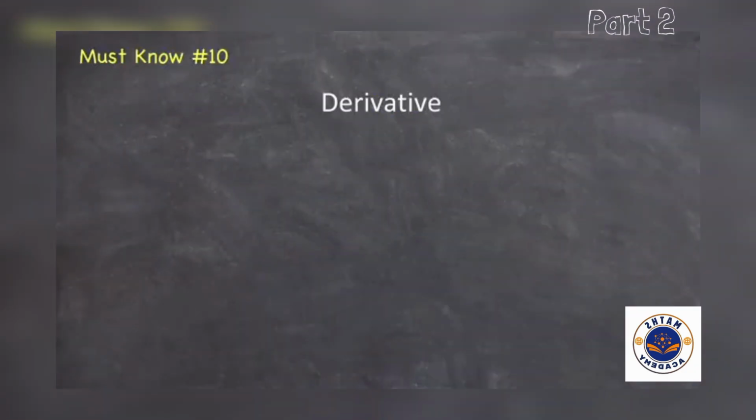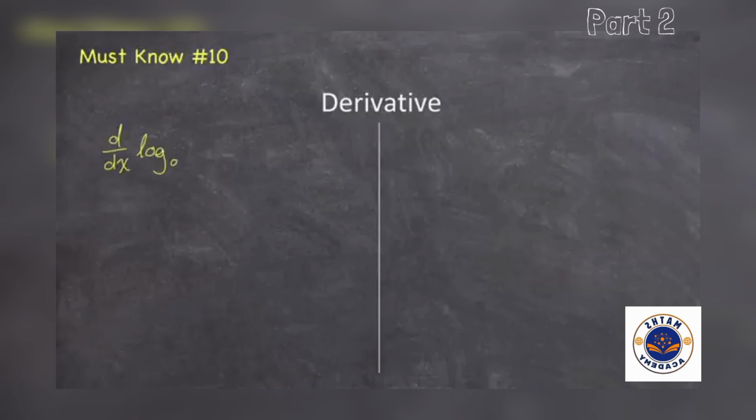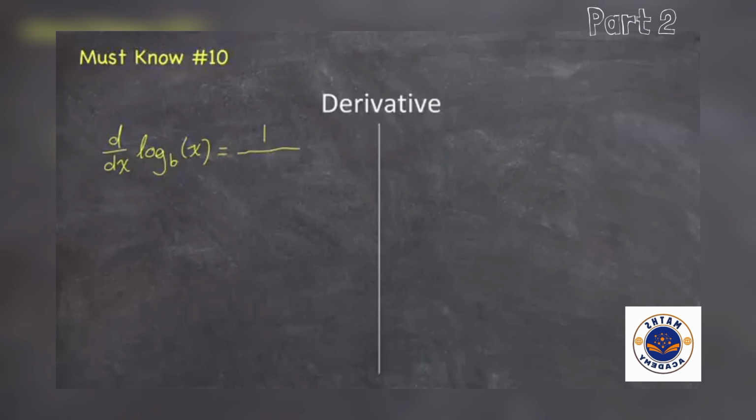Must know number 10, the derivative of a logarithmic function. Let me start by showing you the derivative rule for the derivative of log base b of x. The derivative rule tells me this would be equal to 1 divided by x ln of b. So you take the argument of the log, it goes here, and you take the base of the log, and that becomes the argument of the natural logarithm.